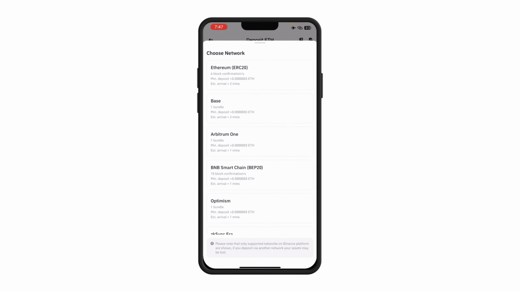So the main thing is to ask the person which crypto the person wants to send to you. Then the next thing is to know the network he's sending from.